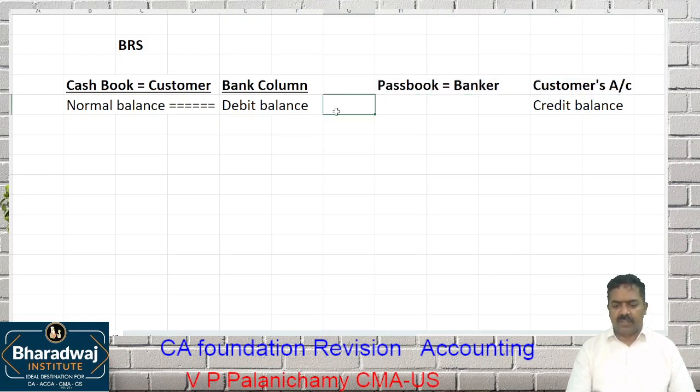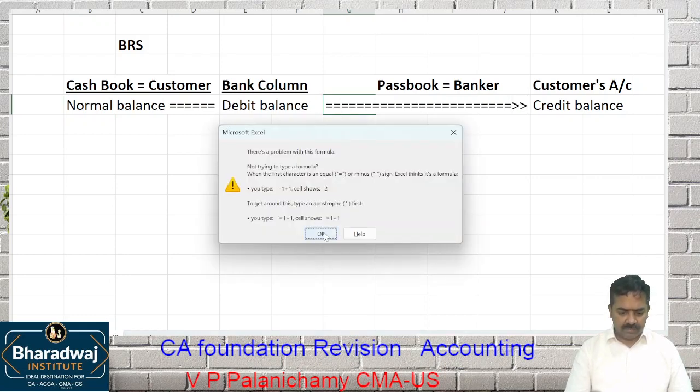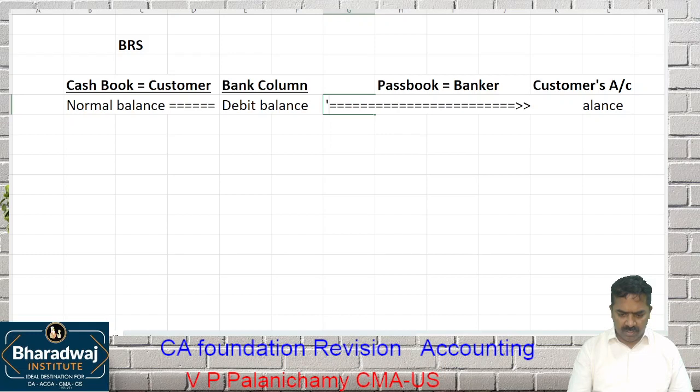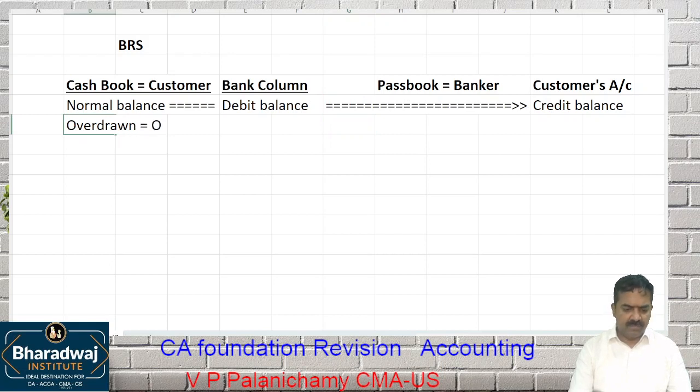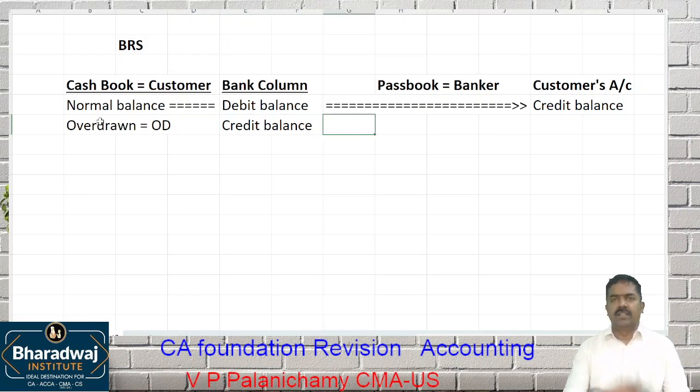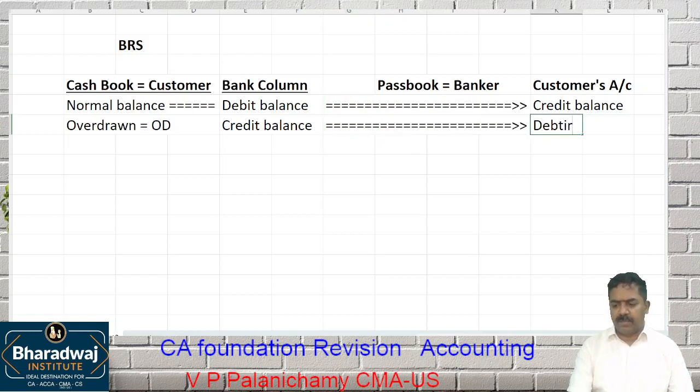Otherwise, this is called as favorable balance. Normal balance is otherwise called as which balance? Favorable balance. Okay, that will be there. If it is overdrawn, we call it as, of course, OD. OD will have which balance? Credit balance as per our record. Credit liability OD. Then, as per passbook, it will have which balance? Debit balance, which means the banker has given the money to the customer.